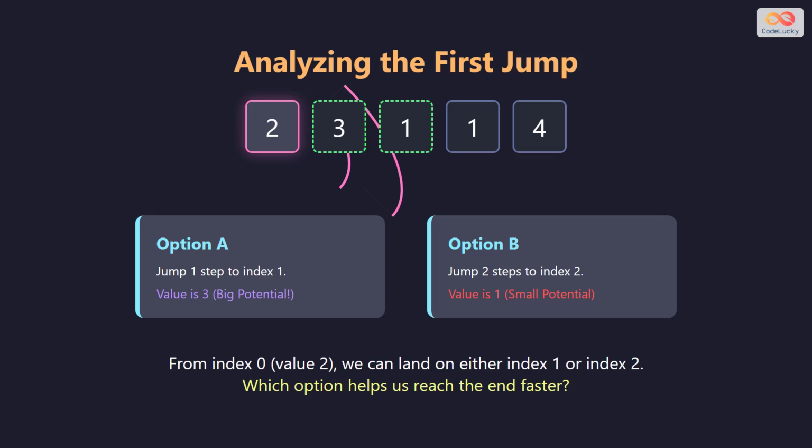Let's analyze our first move. From index 0, the value is 2. This means we can jump one step to index 1 or 2 steps to index 2. Now, which option is better? A naive approach might pick the largest number, but we need to think deeper. We need to see which landing spot offers the best potential for the future.